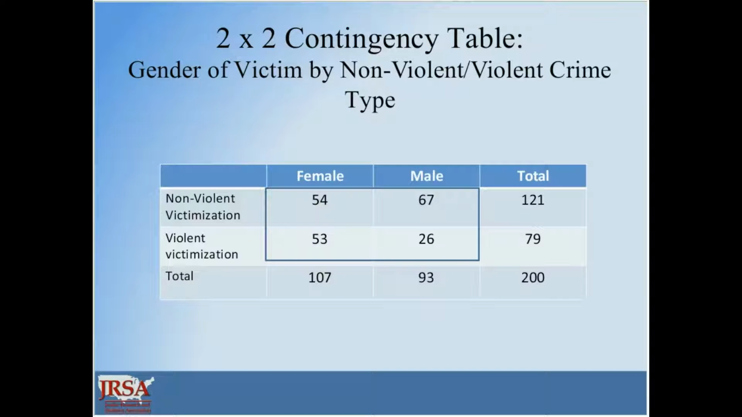For a 2x2 contingency table, there are a total of 4 cells that correspond to the joint distribution of the categories, and you can see those outlined in blue. Cell frequencies are, you can see under female, 54, 53, male, 67, and 26.